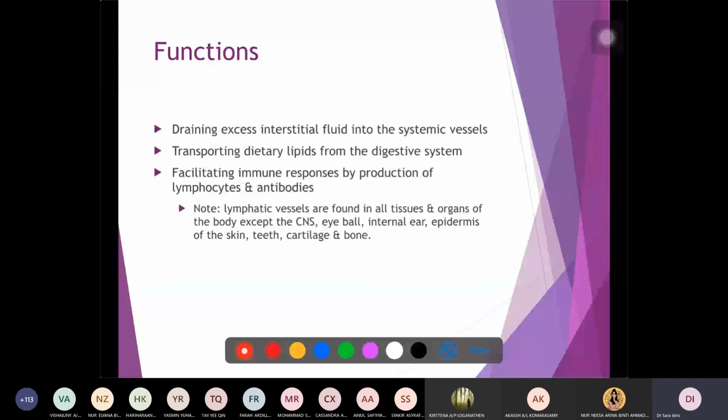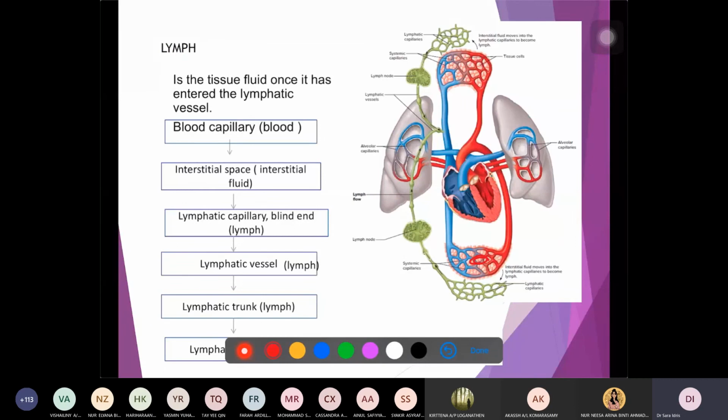As I mentioned earlier, from the blood, from the capillary here, the fluid will go into the interstitial space, and only 90% will be drained back into the systemic venules, into the systemic vein. The 10% will remain in the interstitial space, and we have too much of it. The interstitial space will be drained by lymphatic capillaries. So your lymphatic capillaries are actually blind and they only absorb lymph.